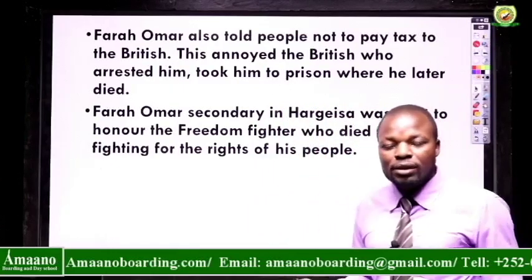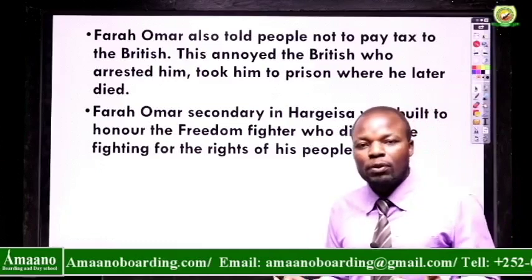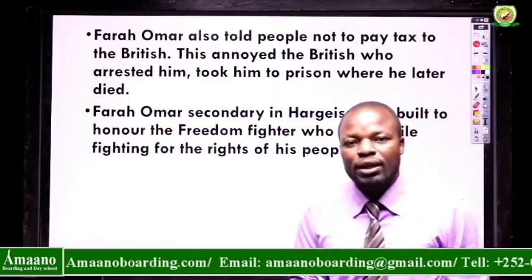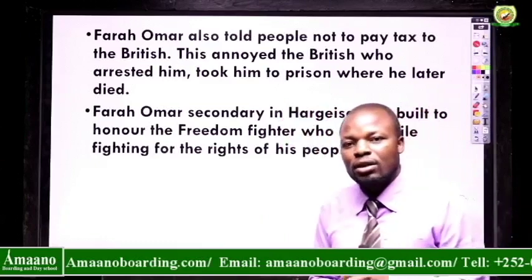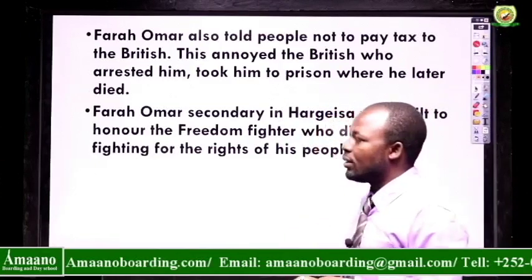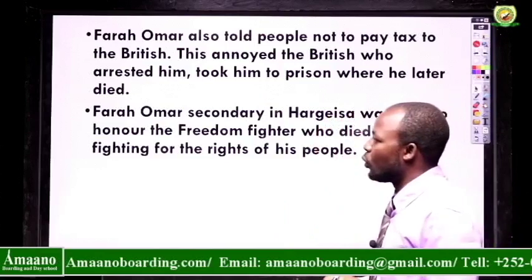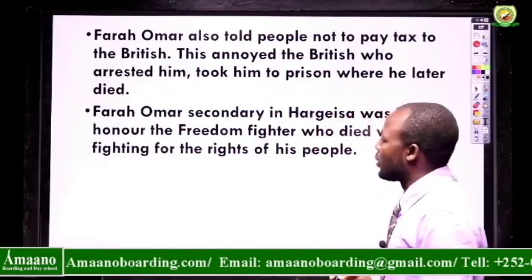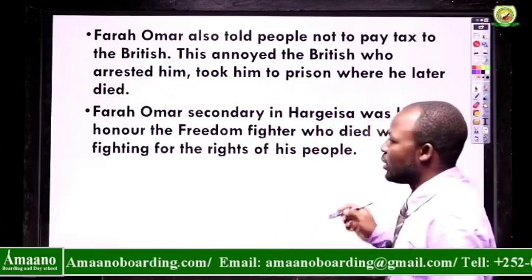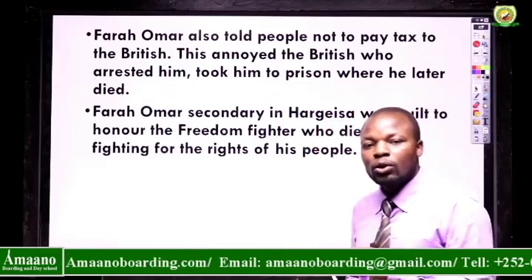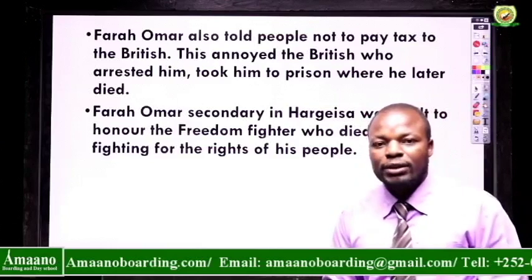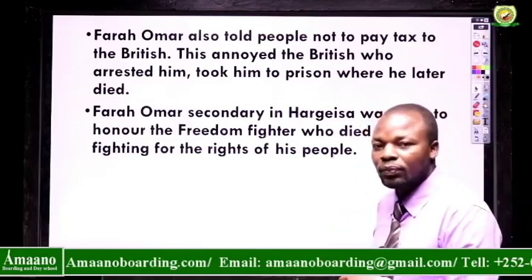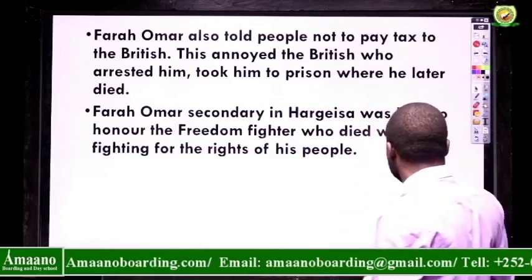And as a result, people have honored him. The people of Somaliland remember him to this day because he died fighting for their freedom. And as a result, the government built a secondary school in Hargeisa named Farah Omar Secondary School, in honor of the freedom fighter who died fighting for the rights of the people of Somaliland. Okay?